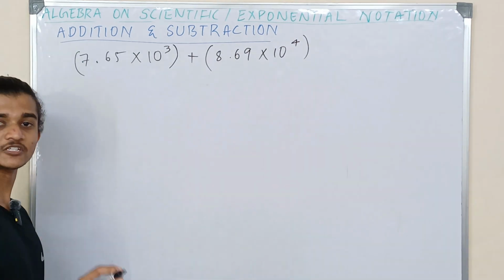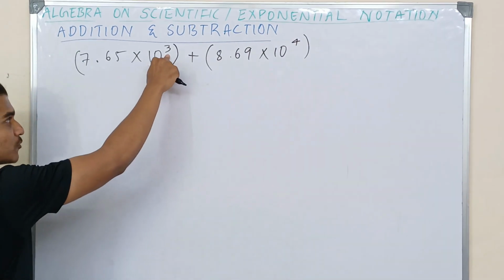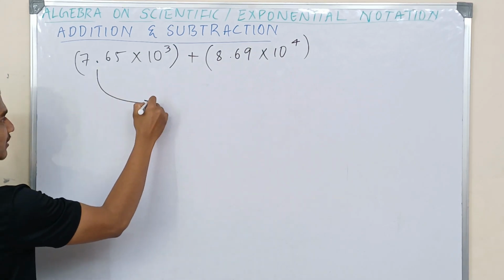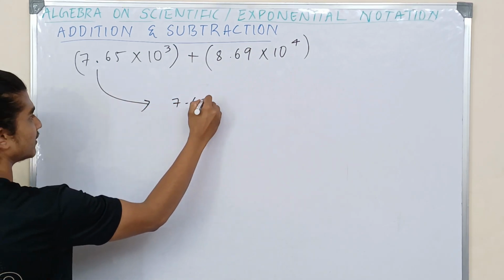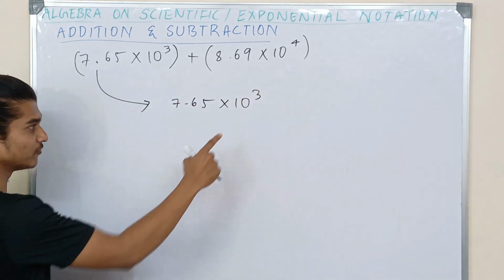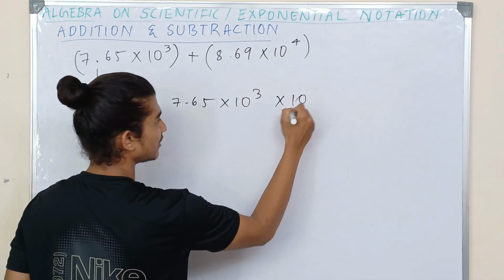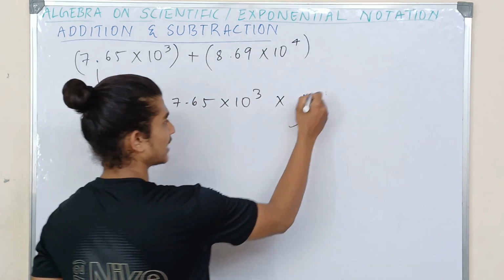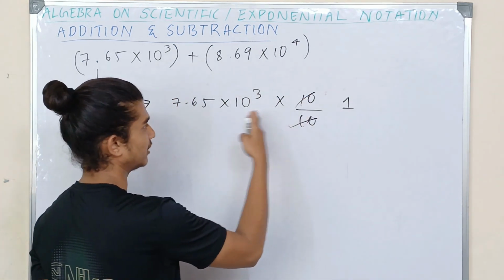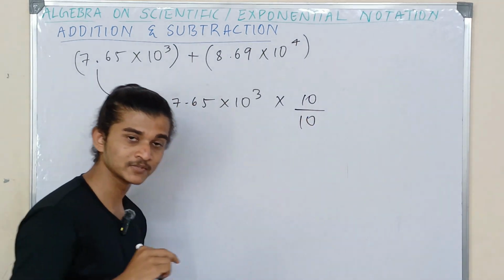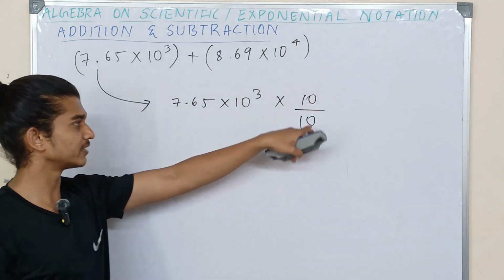So let us see the first way, in which you increase this exponent to 4 and then add. I'm going to write this separately as 7.65 into 10 power 3. Now in order to make it 4, I'm going to multiply and divide it by 10. As you know, if you multiply or divide with the same number, they get cancelled out and you're going to get 1, and if you multiply with 1, you're going to get the same number. So there is no problem in multiplying and dividing it with 10.